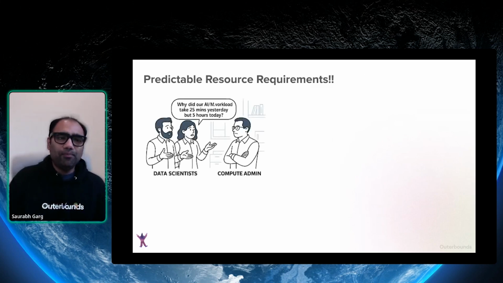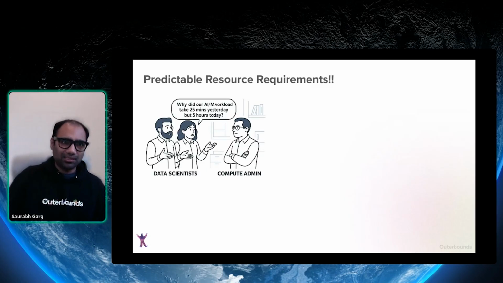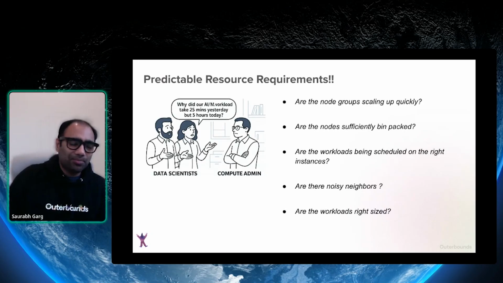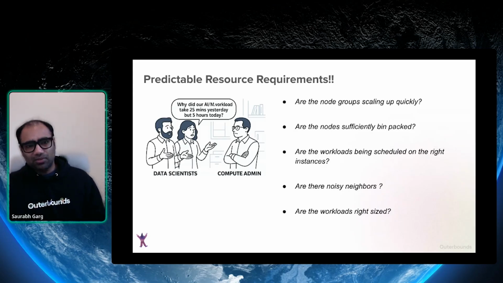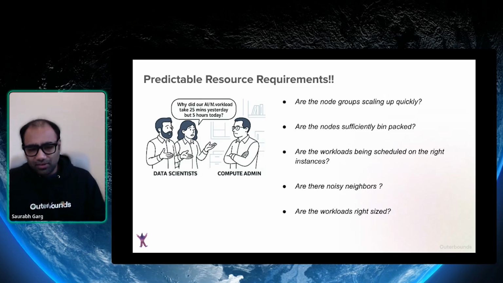So, a lot of data scientists might also relate to this, where they go to the compute admin and they're like, hey, our AI/ML workload that we submit regularly to the cluster took like 25 minutes yesterday, but today it took like 5 hours. And the moment the compute admin hears it, they are like, oh, are the node groups in my Kubernetes cluster not scaling up quickly? Do I not have enough quota, or are the nodes not sufficiently bin packed?